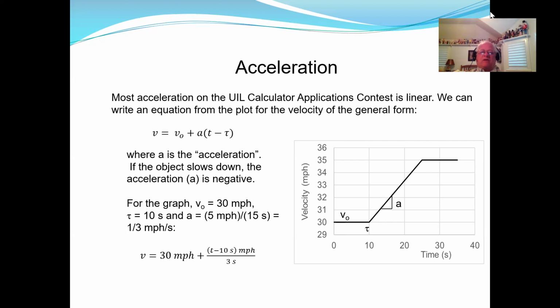Okay, so for the graph, you can see here, again, v naught is 30 miles an hour, tau is 10 seconds, and my acceleration, as I mentioned earlier, is a third of a mile per hour per second. So I could write the equation as the velocity is 30 miles an hour plus (t minus 10 seconds) times one mile per hour over 3 seconds. That would give me the equation that describes the velocity as a function of time during an acceleration.